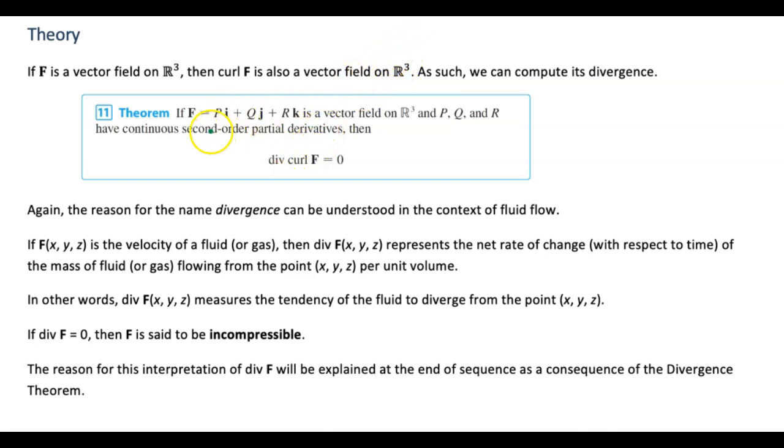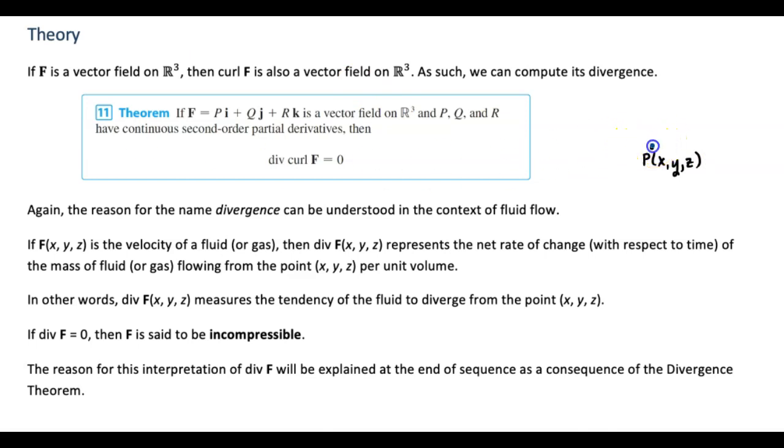And so we can conclude that if f is a vector field on R3 and p, q, and r have continuous second-order partial derivatives, then the divergence of the curl of f is equal to 0. We can talk about this in the context of fluid flow. So we're going to bring back that diagram where we have some fluid flowing out of this point P, with x, y, and z coordinates.